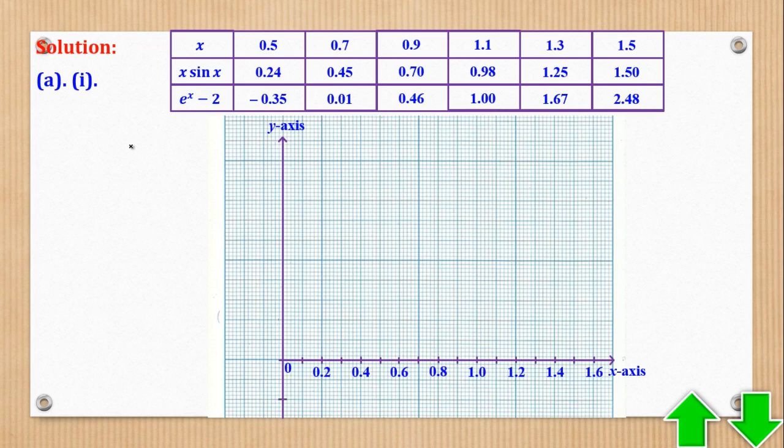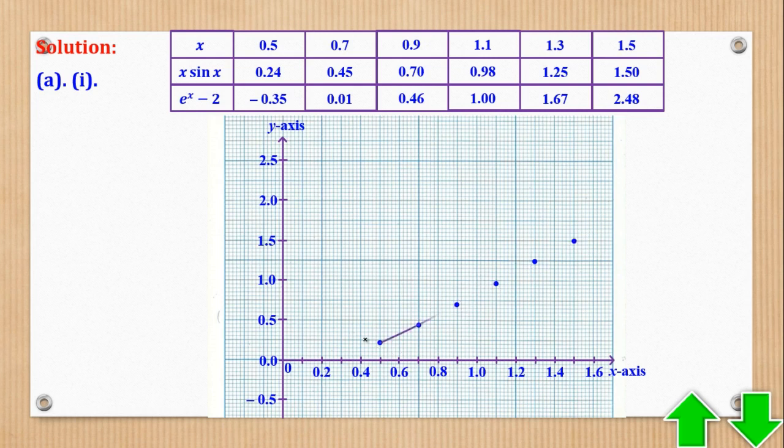Also get the scale for the vertical axis. Then you start plotting. We shall start one function at a time. If I start with this one, 0.5 corresponds with 0.24, 0.7 with 0.45, 0.9 with 0.70, 1.1 with 0.98, 1.3 with 1.25, and 1.5 with 1.5. So we shall draw a smooth curve through the points.